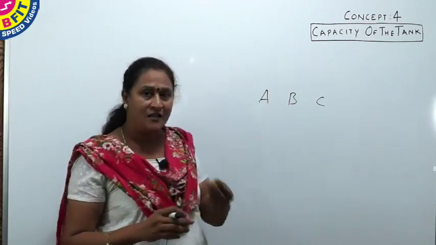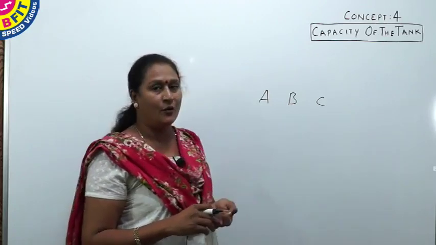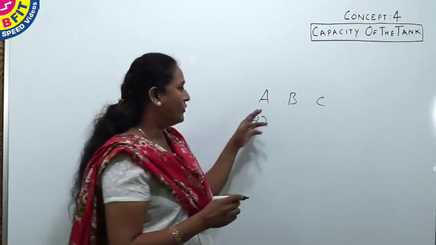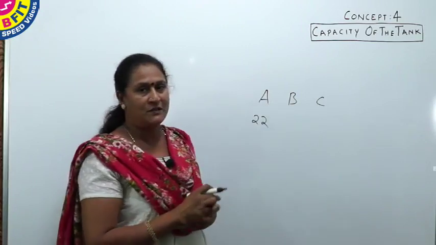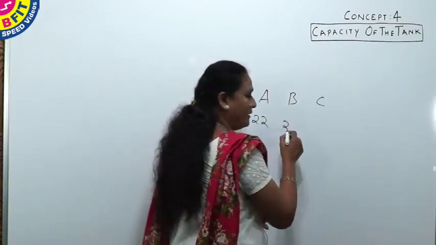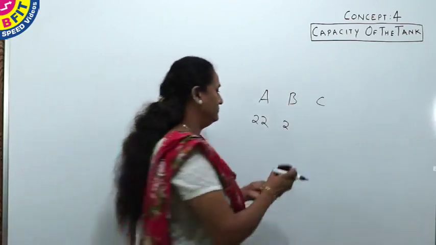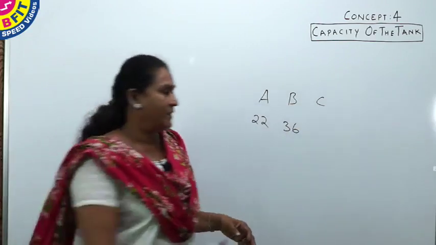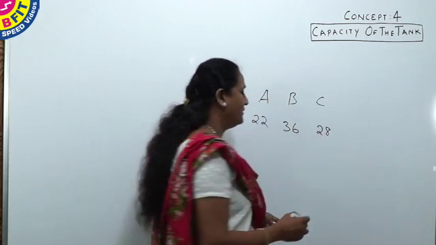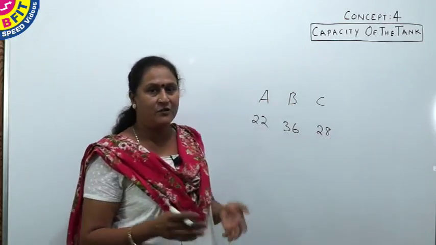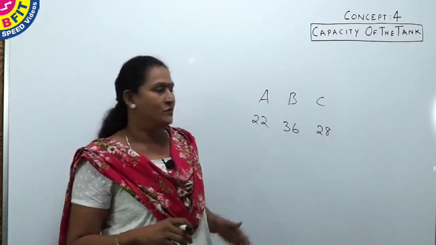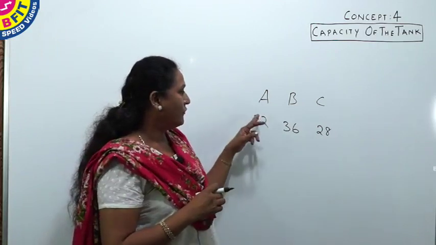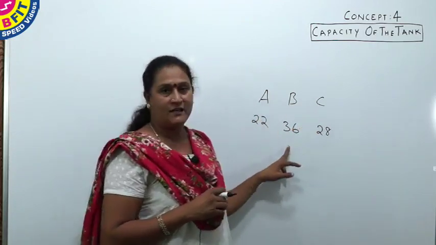Here the work done itself is given. How much water can A pour in 1 hour? It is 22 liters. So the rate of flow of all these pipes is given. A is 22 liters per hour, B is 36 liters per hour. And what is the rate of flow of water in C? It is 28 liters per hour. Normally we will find only this work, so that set of work is reduced for us. They have already given the data itself. So the rate of flow of water for A, B, C is 22, 36 and 28.